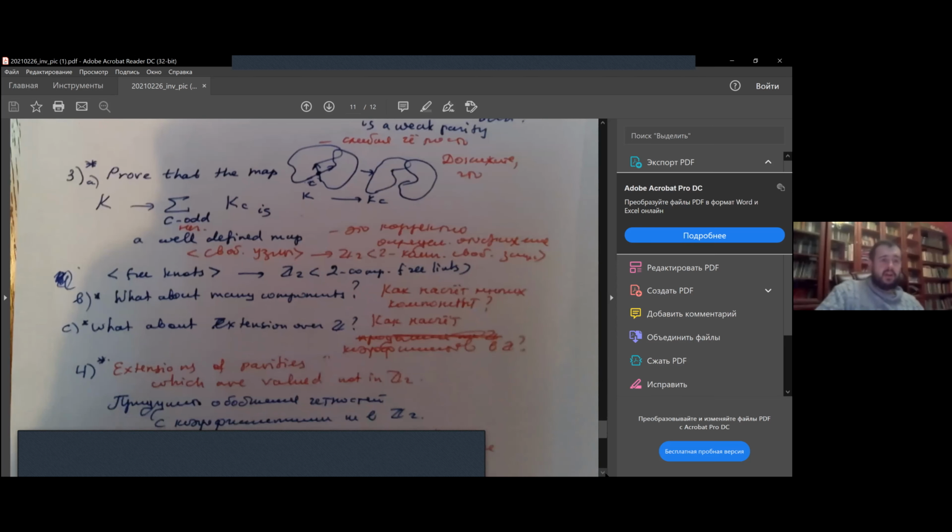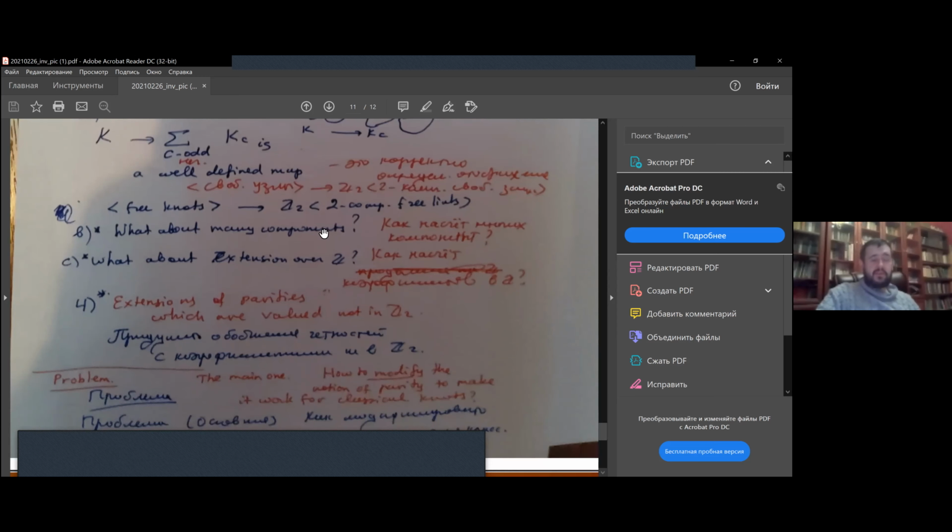А дальнейшие упражнения все сложнее и сложнее, и в конце концов у нас будет не упражнение, а задачи для исследования. Попробуйте доказать, что вот это отображение, когда мы берем сумму по нечетным и рассматриваем это все с коэффициентом Z2, это будет, so try to prove that this map is a well-defined map from knots to linear combinations of links.